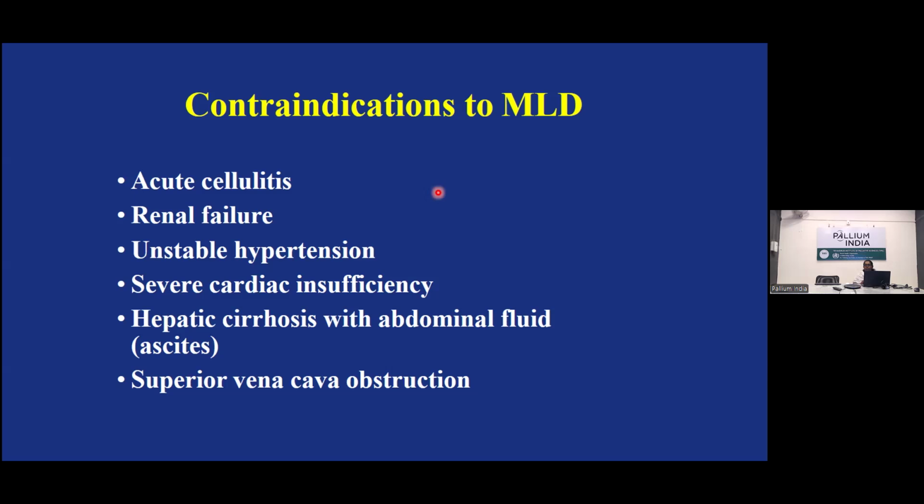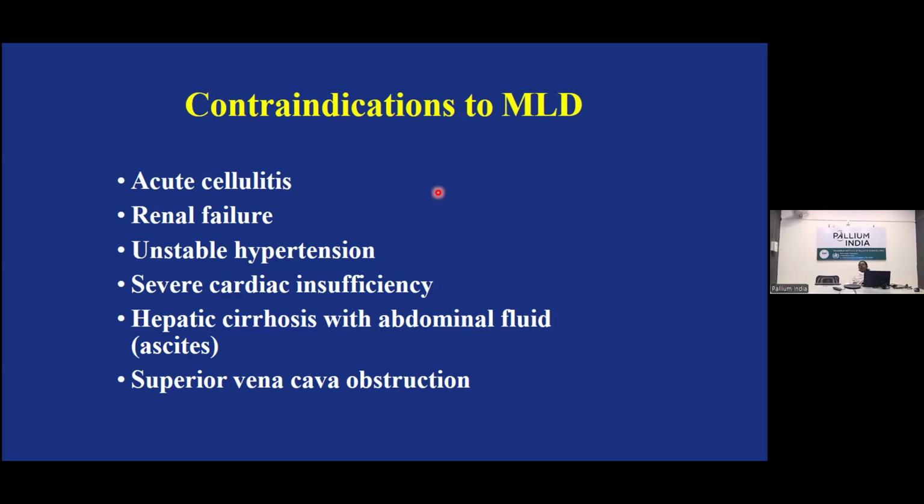You are going to push the fluid from the affected area to the non-affected area. So if there is renal failure, they are not able to receive this kind of fluid, because again that problem will worsen. If there is unstable hypertension, then you have to avoid it. Severe cardiac insufficiency, hepatic cirrhosis with abdominal fluid, and superior vena cava obstruction. So these are the conditions.